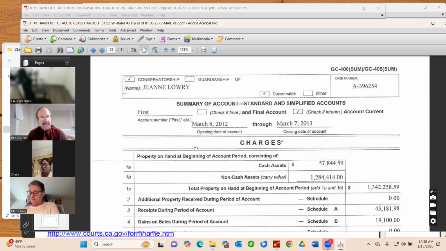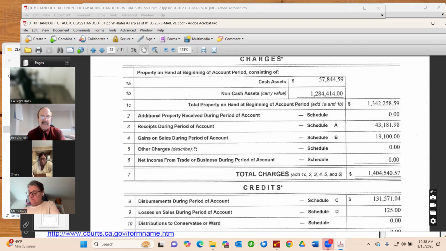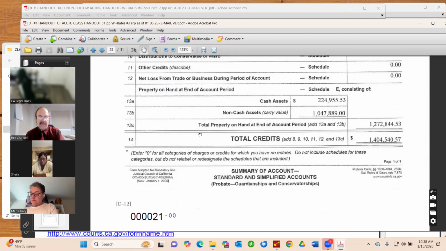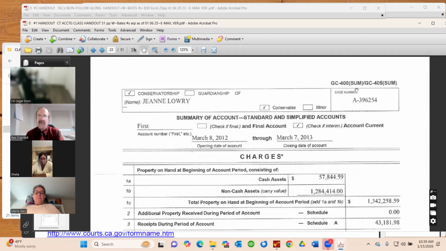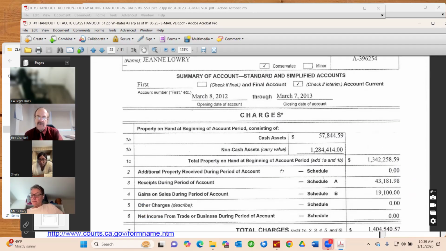So for the accounting reports to the court, you will be filing at the end of the first, third, fifth, seventh, ninth, and 11th years, which is the sequence required by the probate code. Since everybody can see the summary of account, this is the GC 400 SUM. If you printed out the materials, you can tab it because we're going to be going back and forth to this form during my presentation, gathering data for each of these lines.